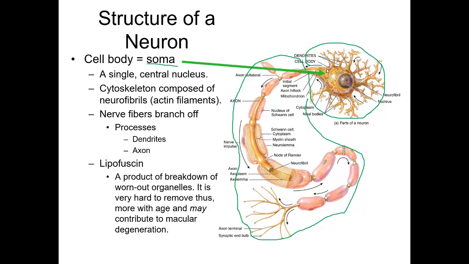Now, in a generic neuron, arising from the cell body are these little structures that look like branches. So I'm shading them right now in green. So all these little branch-like structures, and there are a variable number of these, are called dendrites. So the cell body, or soma, has the nucleus. It has all of these branch-like structures called dendrites arising out of them.